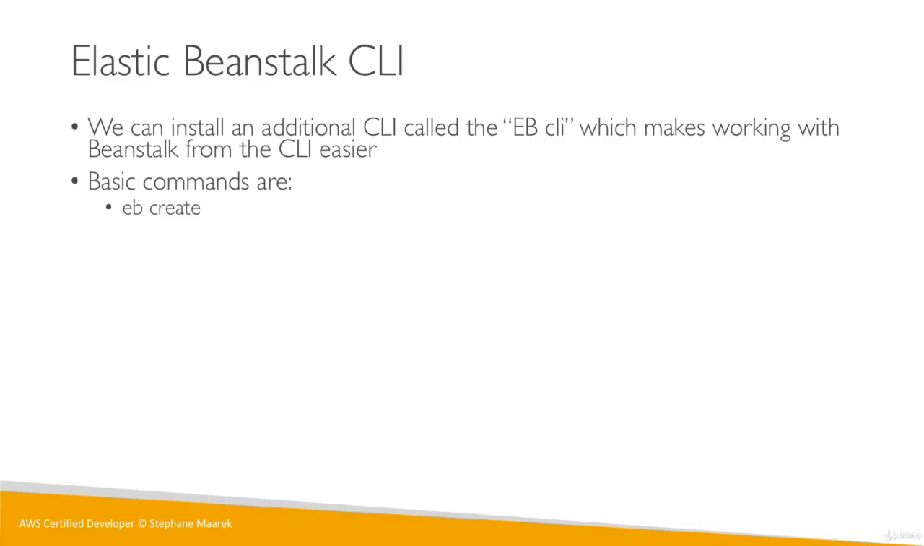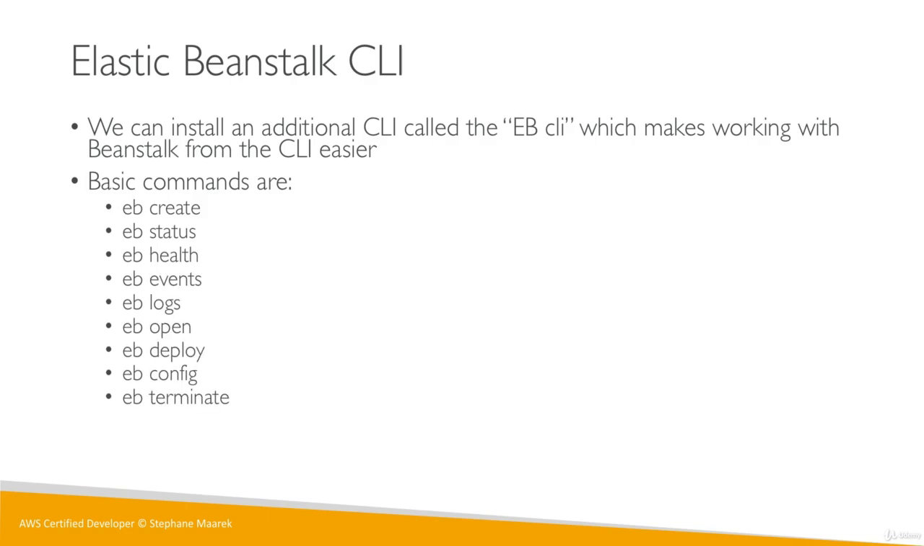The basic commands are eb create, eb status, eb health, events, logs, open, deploy, config, terminate. All these commands you don't have to know, just get an idea of what they do. The names are pretty obvious. eb create will create an environment, status will check the status, health will check the health, etc. The very important command right here is eb deploy, when you want to deploy your application.